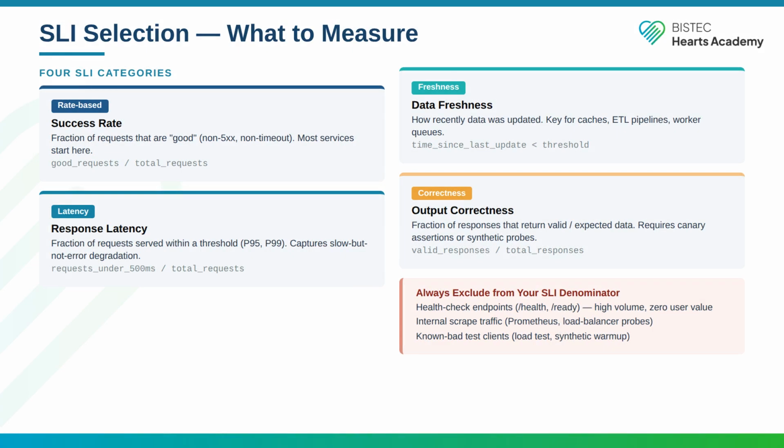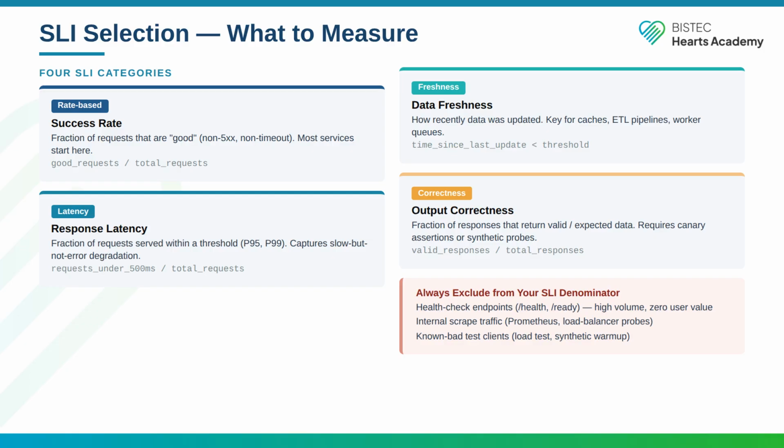Before you can define an SLO, you need to know what you're measuring. There are 4 SLI categories worth understanding. Rate-based SLIs measure success fraction, the proportion of requests that are good. Good typically means not a 5xx, not a timeout, and not on a path that doesn't represent user traffic, such as health checks, Prometheus scrapes, or internal probes. This is where most services start.